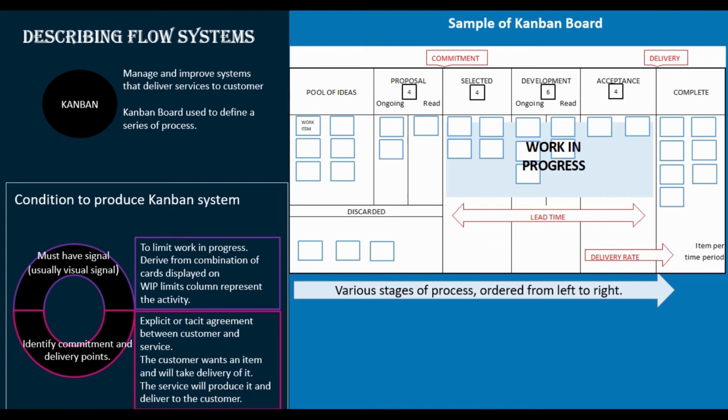First, it must have a signal, usually a visual signal. This signal is to limit work in progress. It is derived from a combination of cards displayed on work in progress limits, where a column represents the activity.